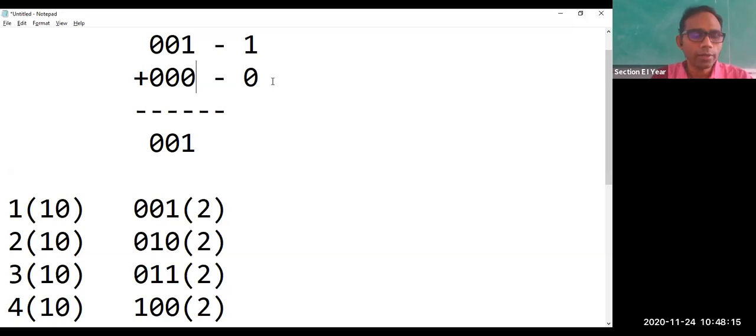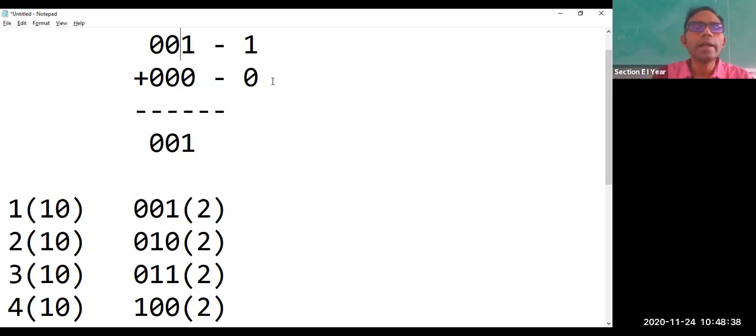Now, if you concentrate on individual bits, we are adding this 0 with this 1. Then we are adding this 0 with this 0. Then this 0 with 0. 0 plus 0 is 0. So in these cases, 0 plus 0 is 0. Whenever you are adding 1 and 0, the result is 1. So the binary addition of these two numbers is 1.